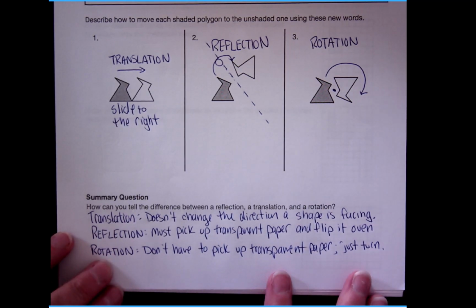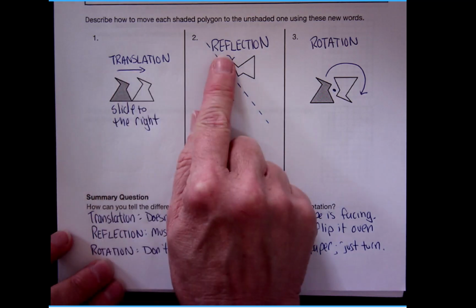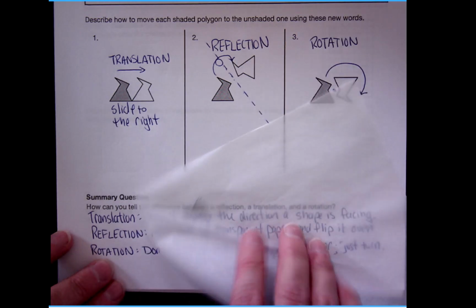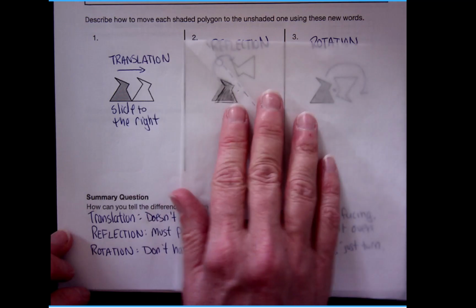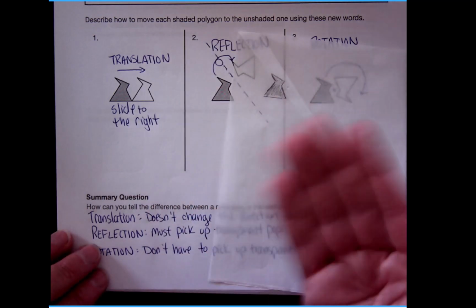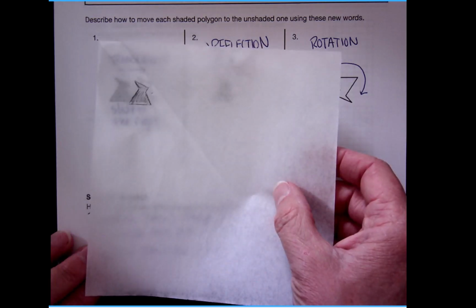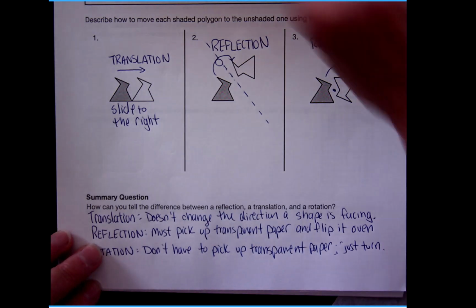So our goal in this lesson was just to elevate your vocabulary a little bit and move you away from saying turn, flip, and slide, and instead saying translate, reflect, and rotate. And hopefully this transparent paper has helped you to understand what kind of movement we're dealing with based on whether we're picking the paper up and the direction the figure is facing to begin with and to end with. You should be ready to complete the practice assignment now. Have fun.